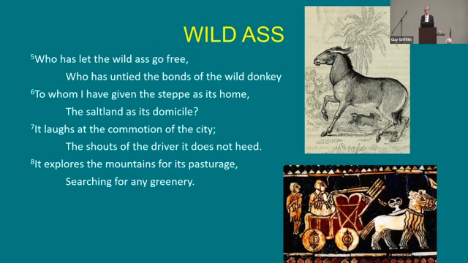The third animal is called a wild ass, the onager. The variety we have here is a Syrian wild ass. I found only one image. It is very hard to find images of this because they became extinct very early. By the 18th century, it was extinct. So the wild ass goes free.